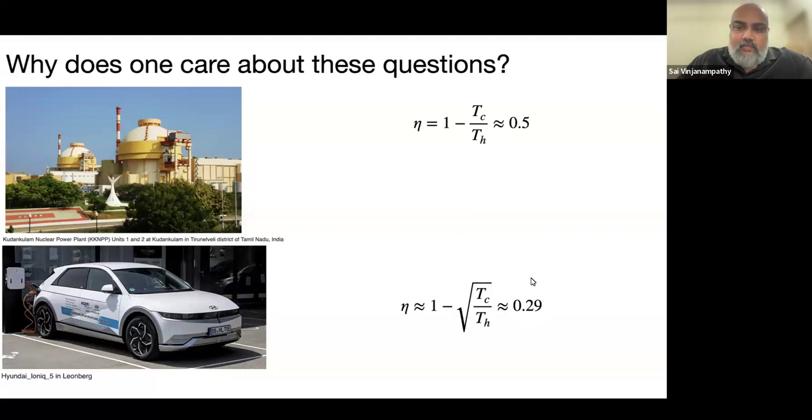And so, for all practical purposes, what it means is that you should theoretically be able to do no better than 50%. And this is a number that's good to know, because then you're not stressing yourself out trying to aim for 70%. You should only aim for 50%. And most practical heat engines do as well as 30%. So the Kudankulam nuclear plant on a good day does, let's say, 30%.